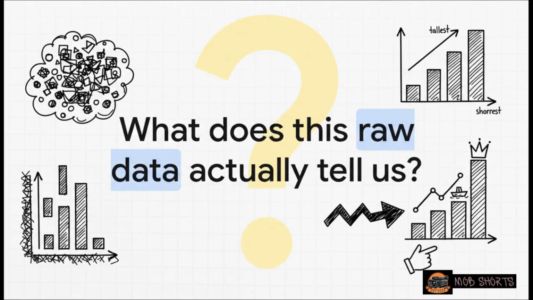So that really is the big question, isn't it? What does this raw data actually tell us? Can you quickly tell me the most common height just by looking at that mess? Yeah, probably not. In this raw, messy format, the data tells us next to nothing. To unlock the story that's hidden inside these numbers, we first have to bring some order to the chaos.